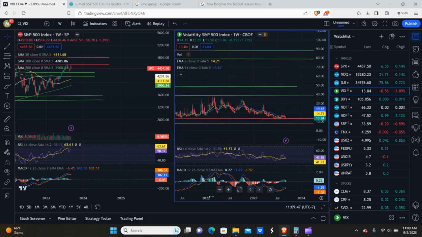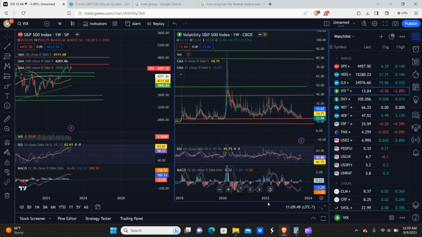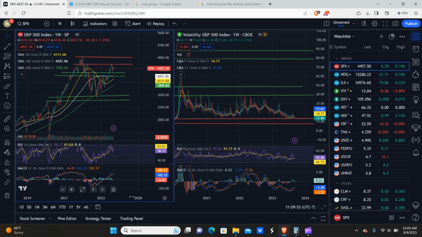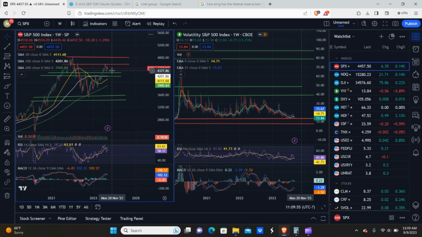But if we take a look at the weekly chart of the VIX, which basically measures fear and greed in the market, and we take a look at the SPX, you guys can see that every time the VIX spiked, well, hold on a sec. Pretty much every time that we were at a peak, the VIX was at a low. Every time we were at a low, the VIX was at a peak.